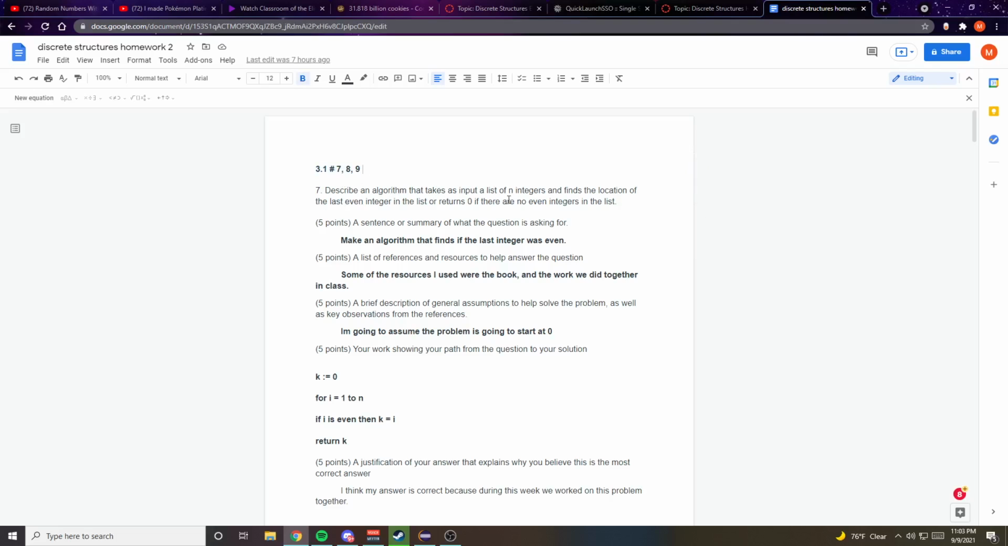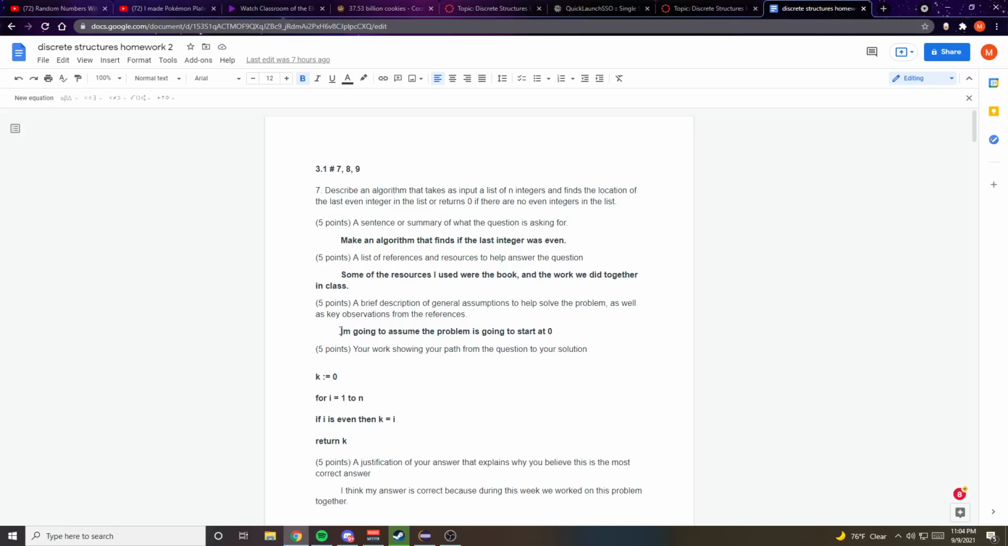So section 3.1 is what we started with. We're going to describe an algorithm that takes as an input n integers and finds the location of the last even integer in a list, or returns 0 if there are no even integers in the list. It's basically just making an algorithm that finds the last even integer. I used the book to help me, and I believe we also did this problem together in class.